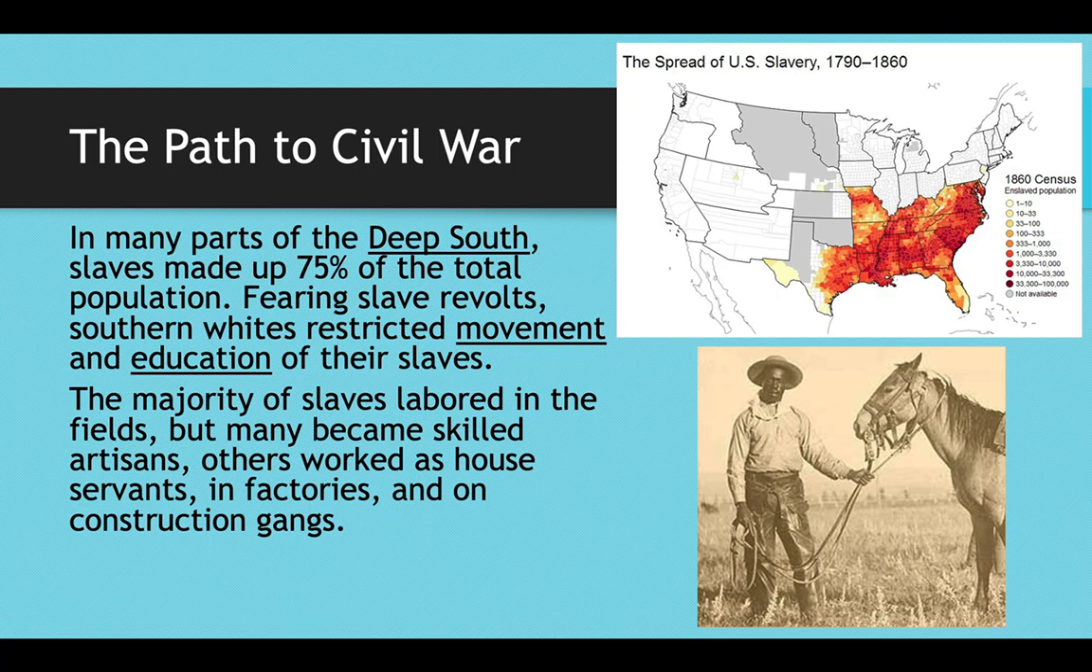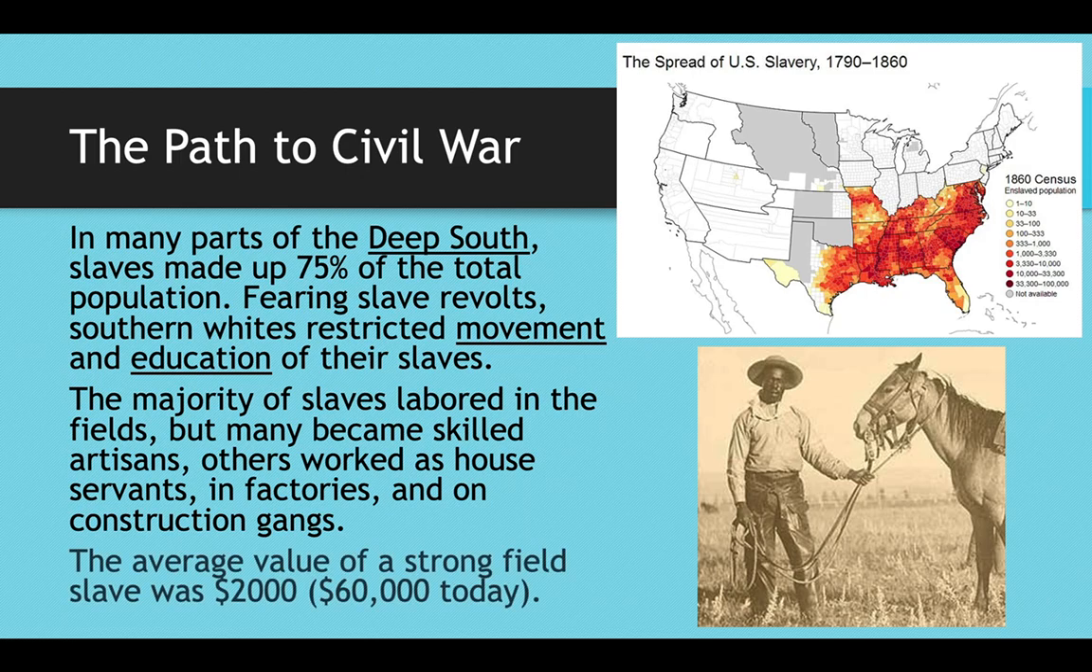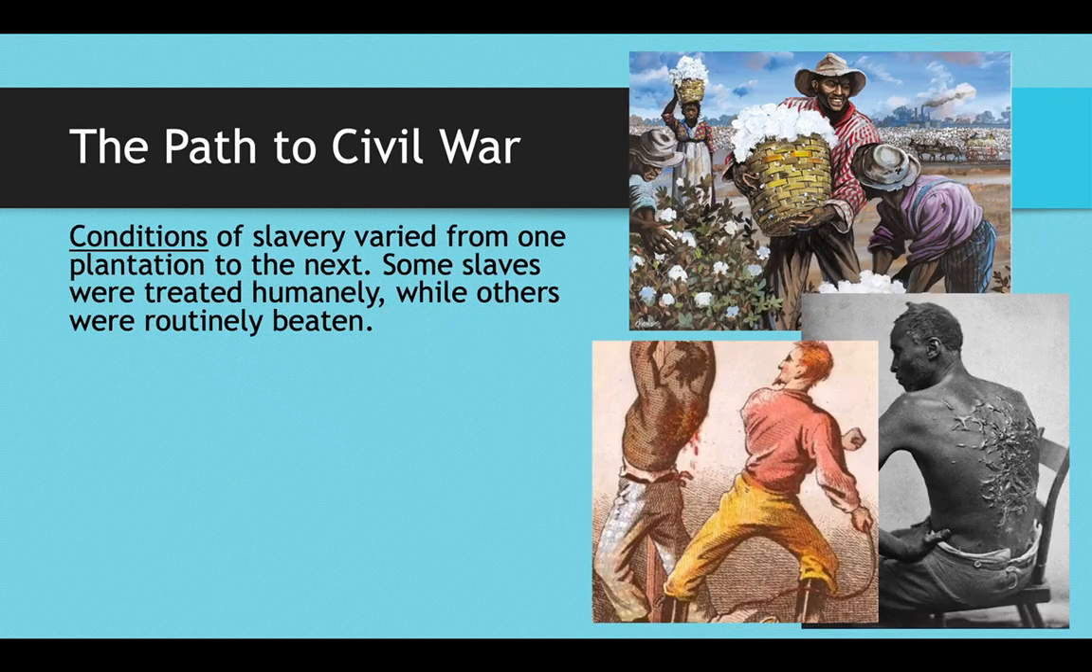The majority of slaves labored in the fields. They were agrarian workers. But many did become skilled artisans. Others worked as house servants. Some worked in factories, and others worked on construction gangs. Now, the average value of a strong field slave was about $2,000 in the money of the day, which is about $60,000 today. So a strong young male in particular who could be used for decades in the fields would run the modern equivalent of about $60,000.